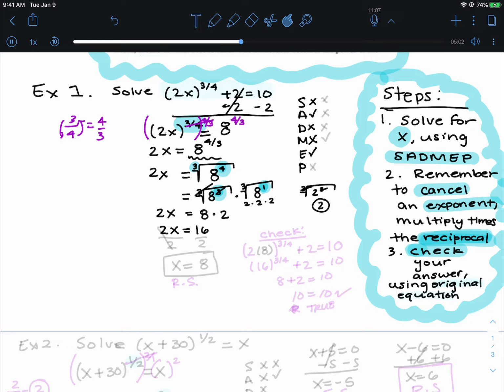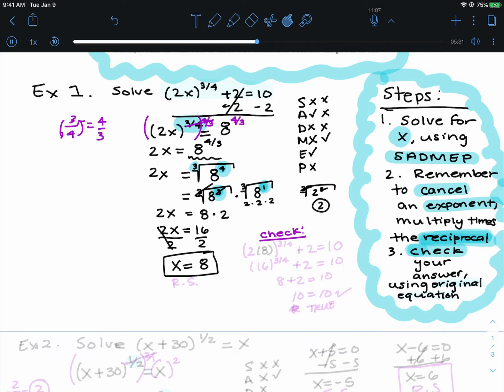So now I have that. And then we continue with SWBAT. Do I have parentheses? No. Subtraction? No. Addition? No. Division? No. Multiplication? Yes. Divide by 2 on both sides. x is going to equal 8. That right there would be my answer, but once again, we need to check our work. I'm just going to check it here.